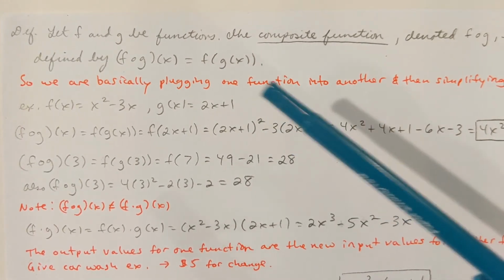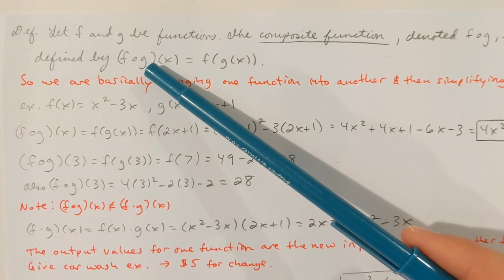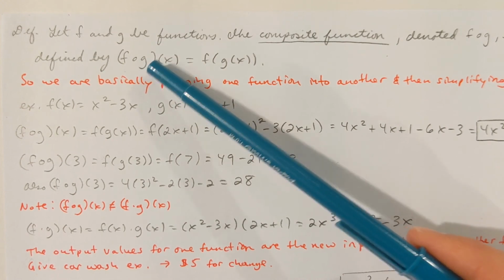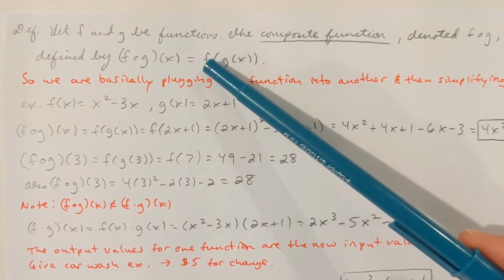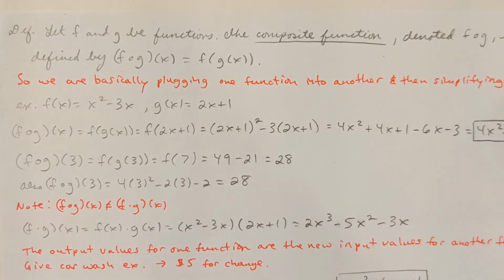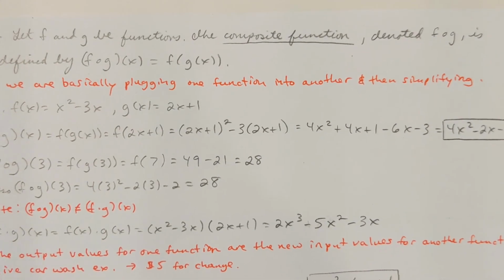Whatever function is written after the open circle there, you're going to be plugging into the one that is before the open circle. So g is being inserted into f, not the other way around. There is an order to what we're doing here with the notation.